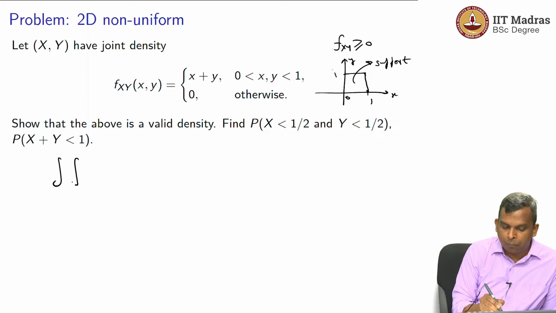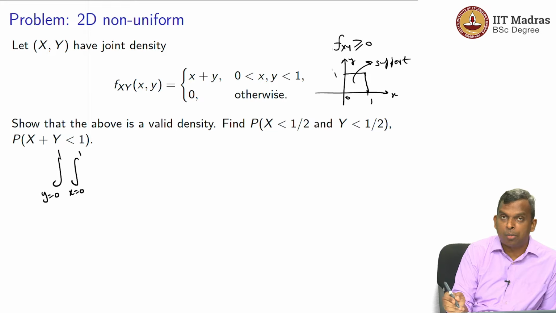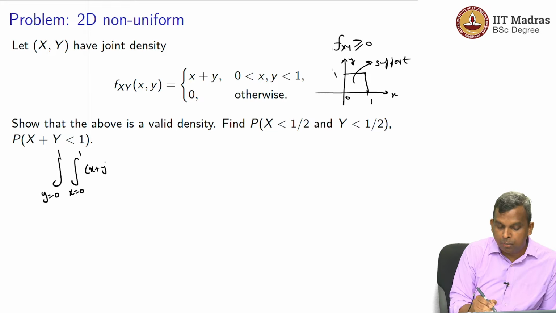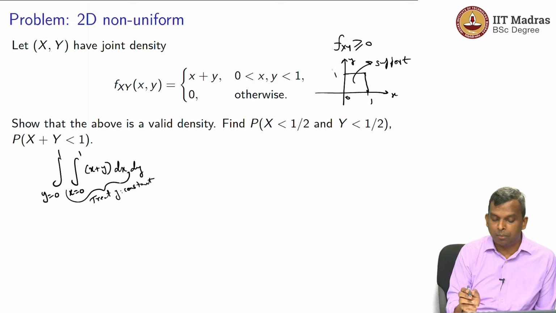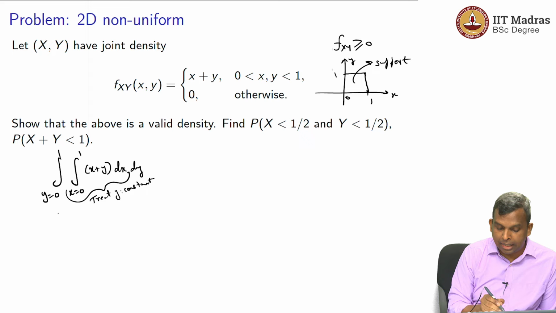You need to integrate. You integrate x from 0 to 1, y also from 0 to 1, so there's no problem in that range. The integrand is x plus y, dx dy. Let us look at the first integration, and in that integration I can treat y as a constant. Y is like 2 or 3 or any number, some constant c. So, you have to do the integral from 0 to 1 of x plus y dx.